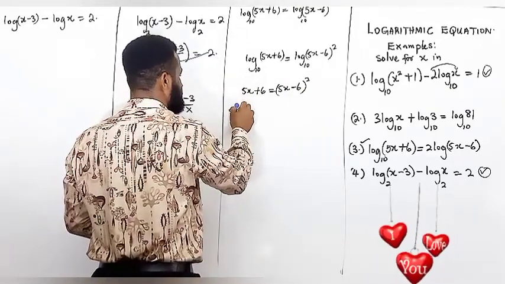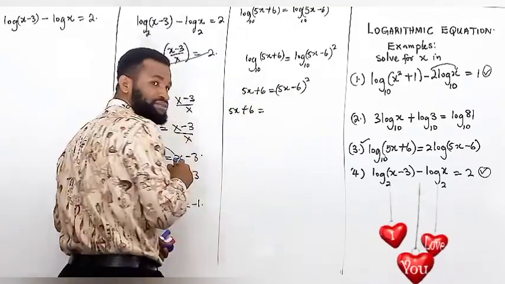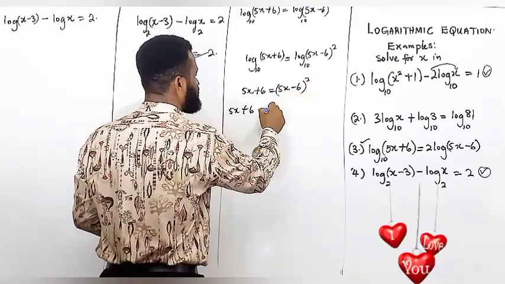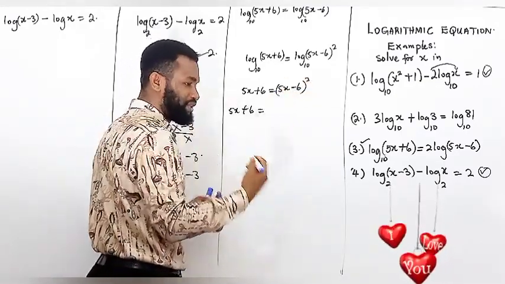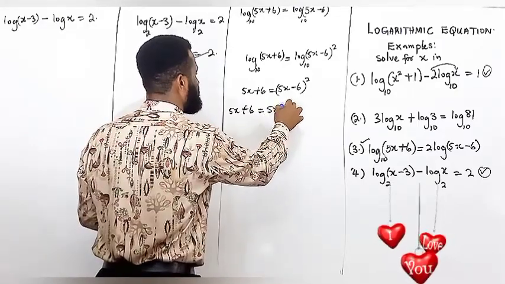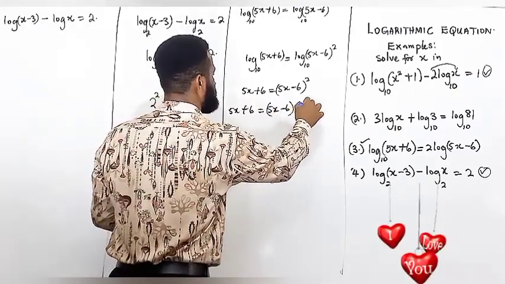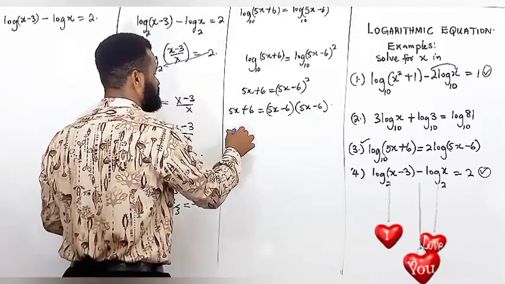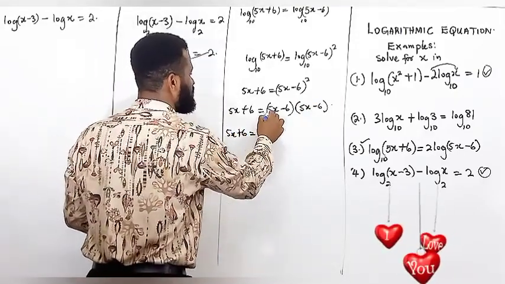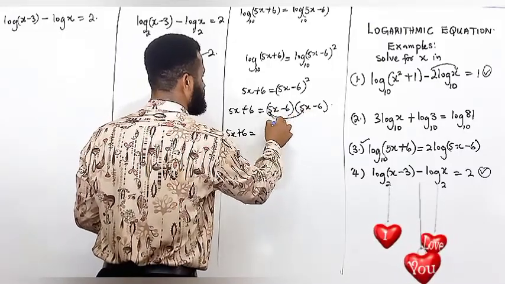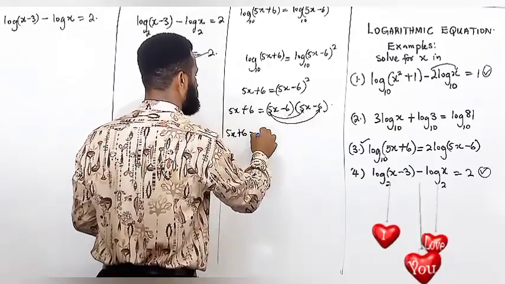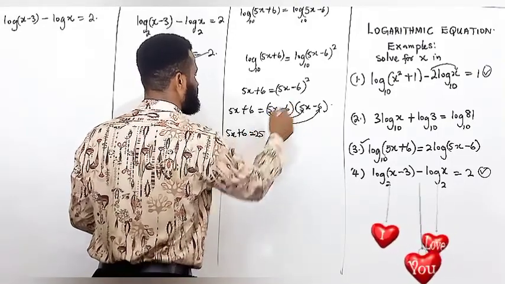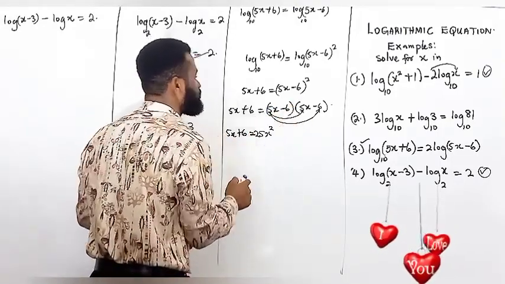So this is 5x plus 6 is equal to, remember that this is squared. I'm going to multiply this. Let me do it as a beginner: 5x minus 6 times 5x minus 6. So we have 5x plus 6 is equal to, this will multiply this, and this will multiply this. So I have 5 times 5 is 25, x times x is x squared.